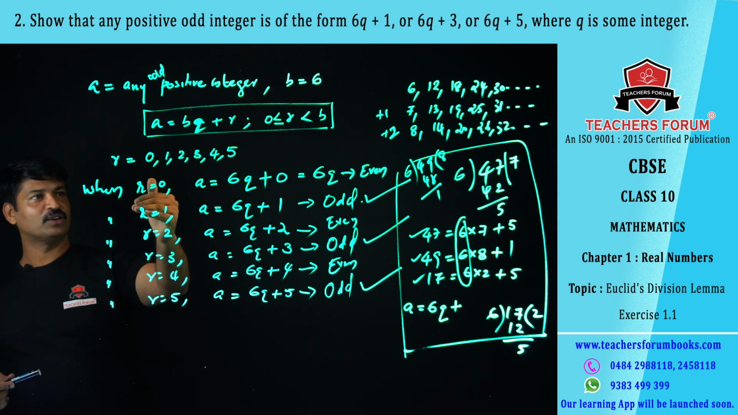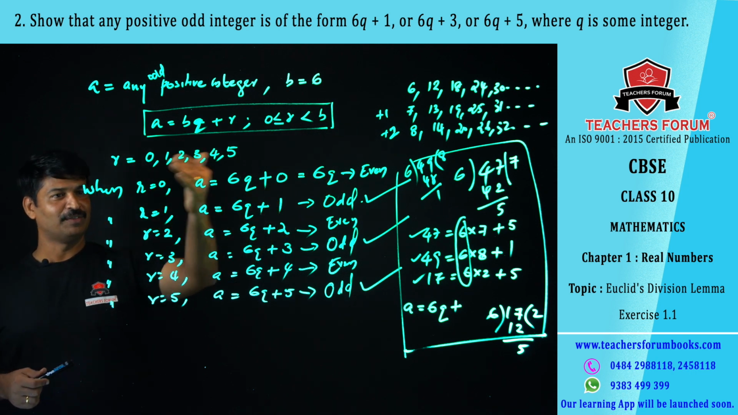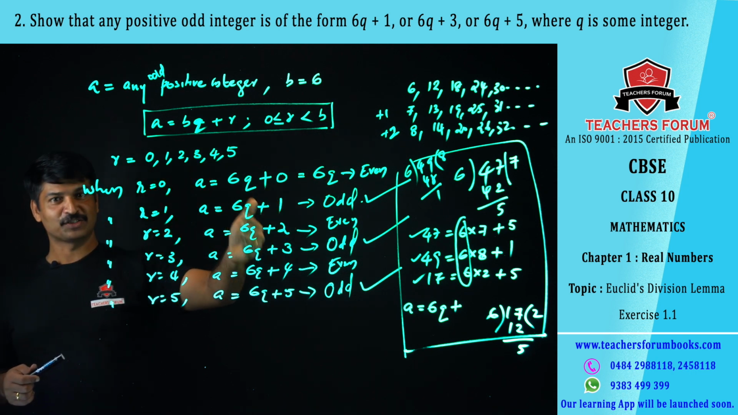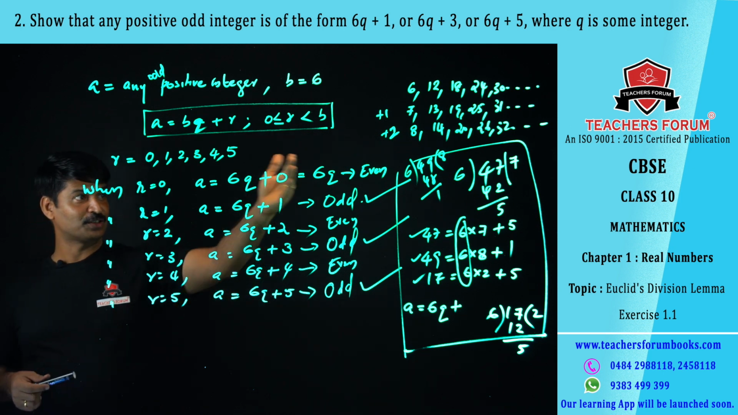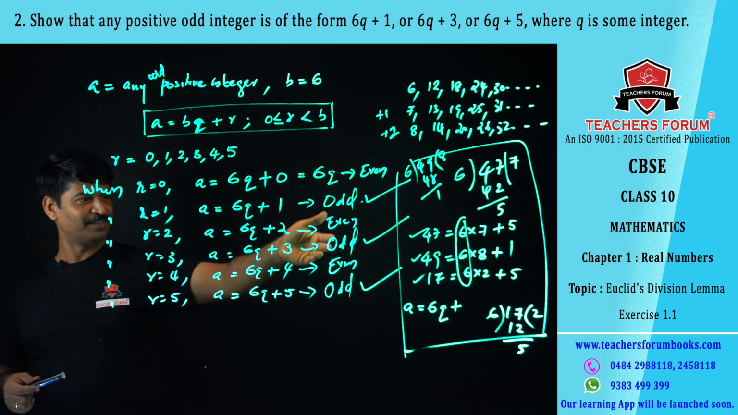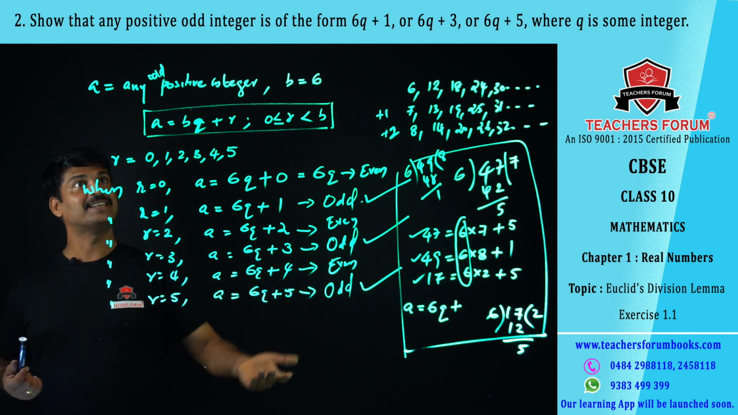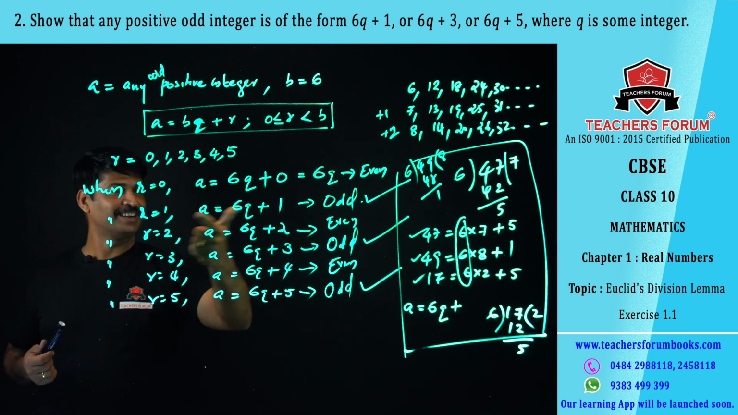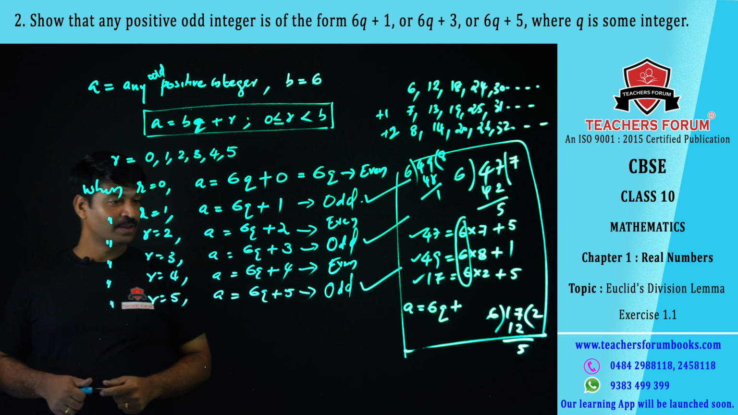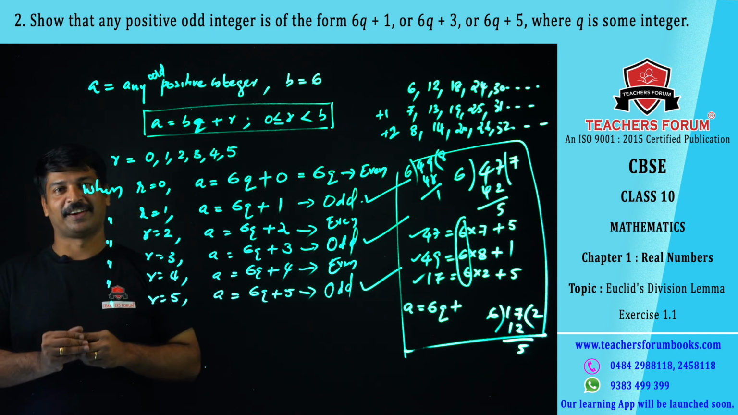When you substitute R is equal to 0, it becomes 6q. When you substitute R is equal to 1, you will be getting 6q plus 1, then 6q plus 2 up to 6q plus 5. 6q is even, 6q plus 2 is even, 6q plus 4 is even. But what is given? A is any odd positive integer. So, the positive odd integers are of the form 6q plus 1, 6q plus 3 or 6q plus 5.